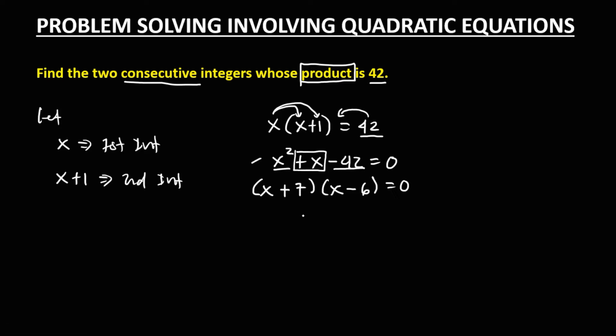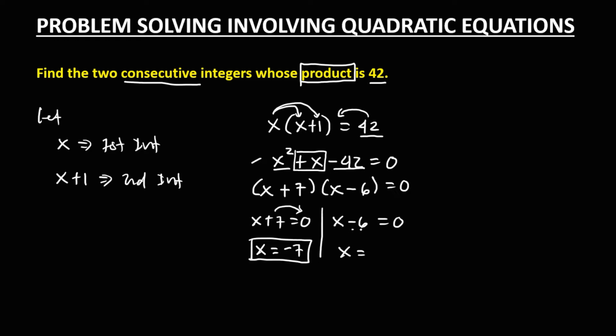To solve for x, we equate these two factors to 0. So we have x plus 7 equals 0, and the other one, x minus 6 equals 0. Therefore x is equal to negative 7, and the other one, x equals positive 6. So for the two consecutive integers, if x equals negative 7, the first integer is negative 7.